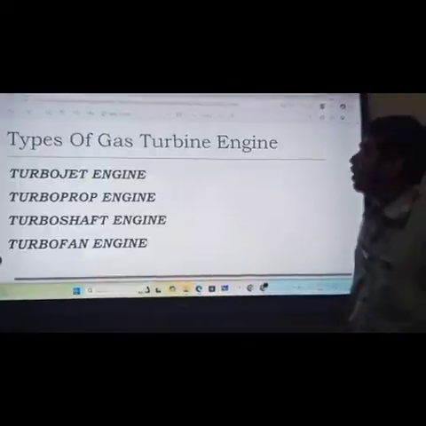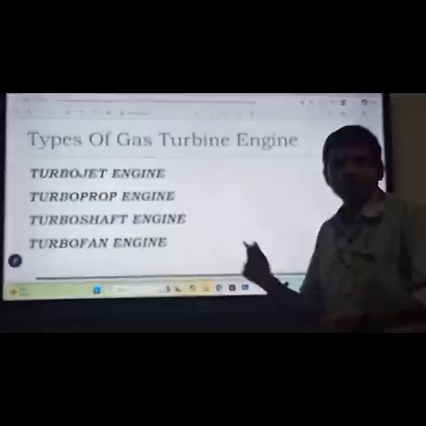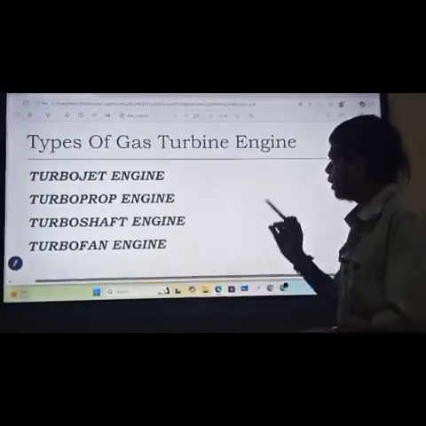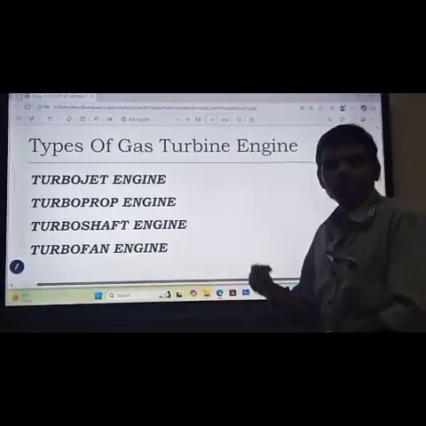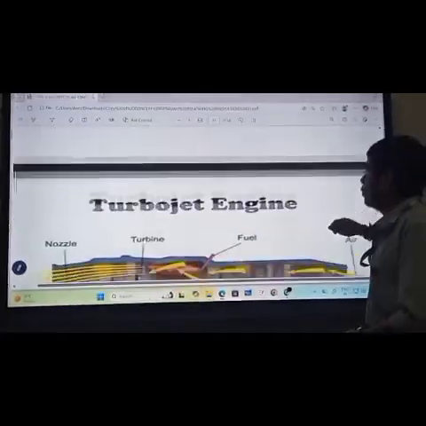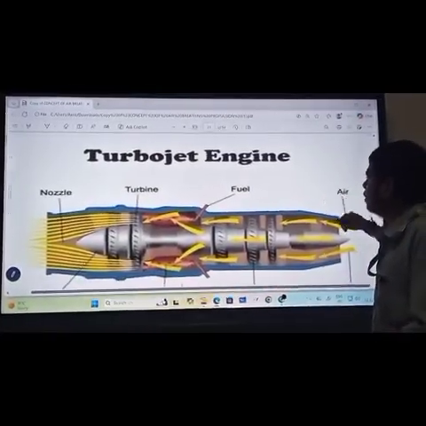Then next is types of gas turbines. There are four types of turbines: turbojet engine, turboprop, turboshaft, and turbofan. So let's come to the first, the turbojet engine.